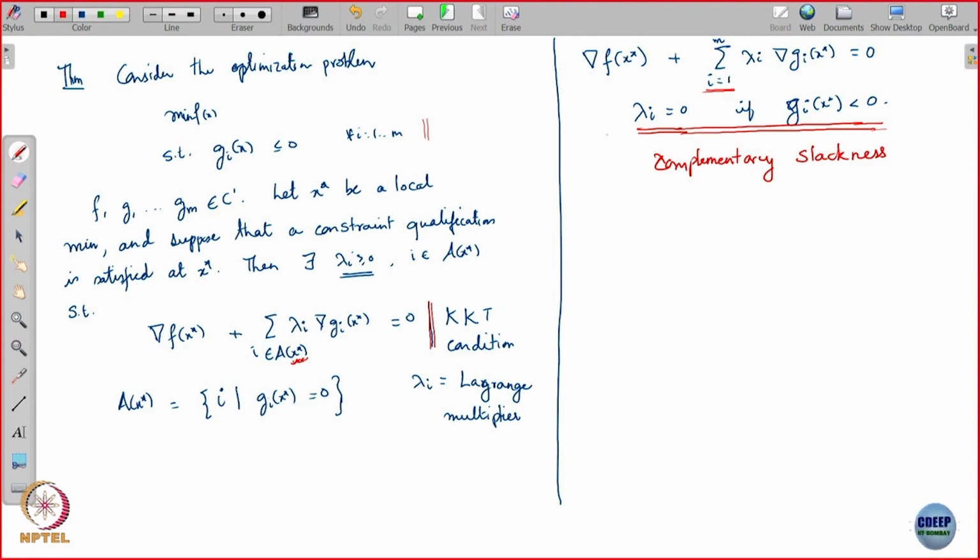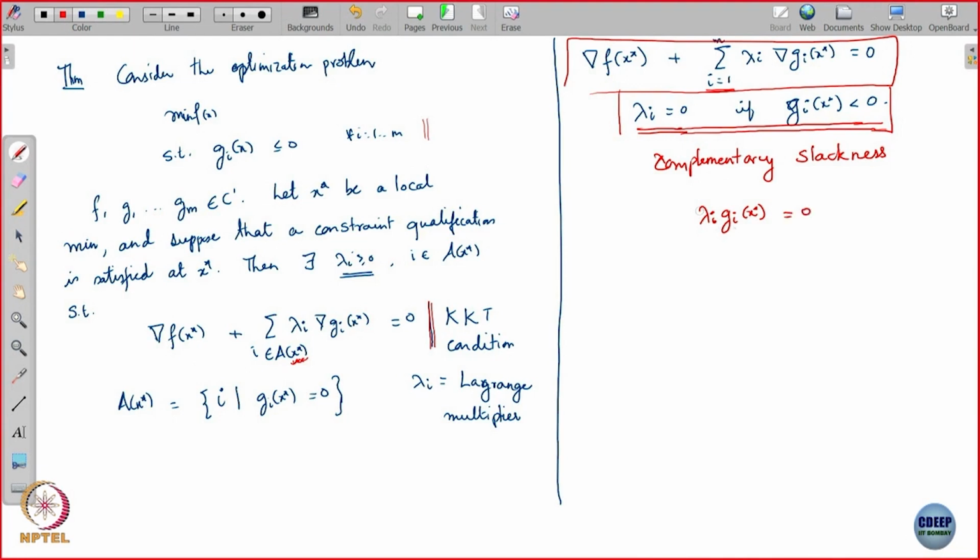So KKT conditions will now involve one nonlinear equation like this, and in addition to that a complementary slackness condition, which is this. Now, complementary slackness itself we can simplify and write in a nicer form. We can say complementary slackness can be written in this form: for all i, λ_i times g_i(x*) is equal to 0.